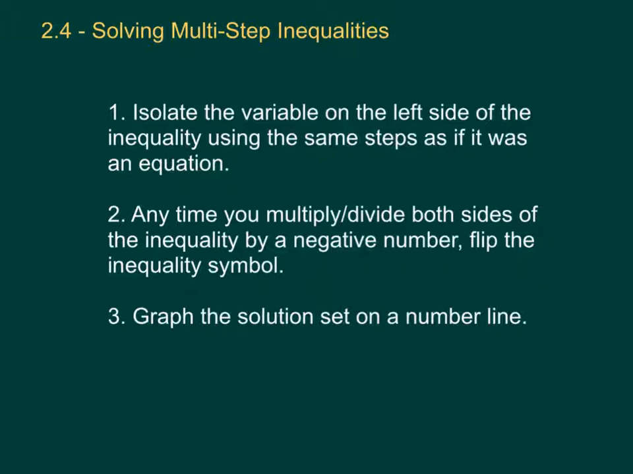Remember that when you're doing step one, anytime you multiply or divide both sides of the inequality by a negative number, you have to flip the inequality symbol. Less thans become greater thans become less thans. And then finally we're going to graph our solution set on a number line. Alright, so let's see some examples here.